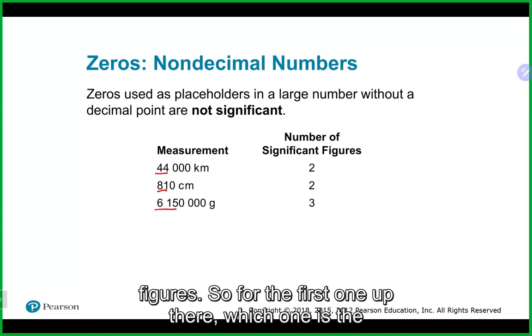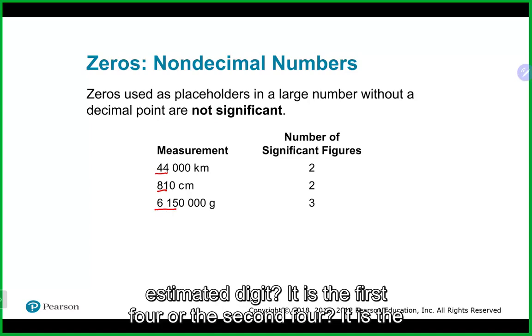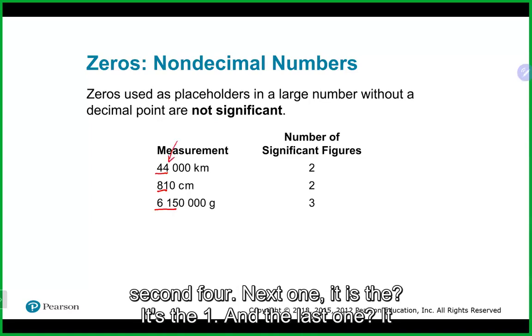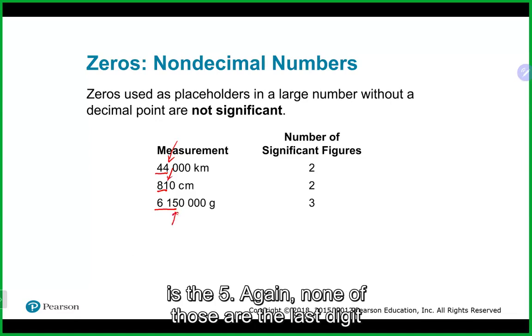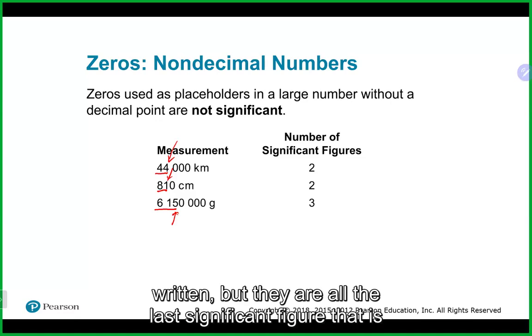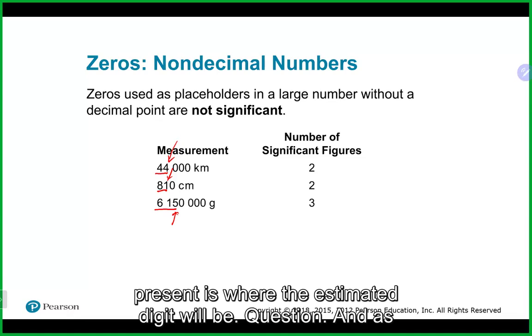So for the first one up there, which one is the estimated digit? Is it the first 4 or the second 4? It is the second 4. Next one, it is the 1. And the last one, it is the 5. Again, none of those are the last digit written, but the last significant figure that is present is where the estimated digit will be.